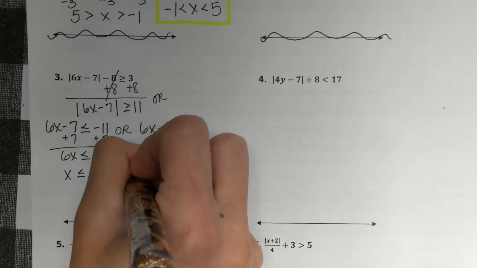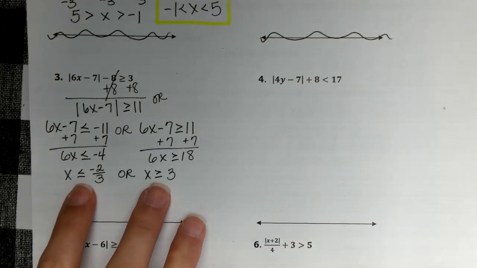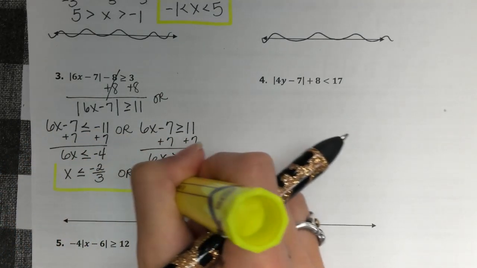Put your or in the middle. My smaller number is on the left. My inequalities are pointing outward, so that's what I need it to be. There's my answer.